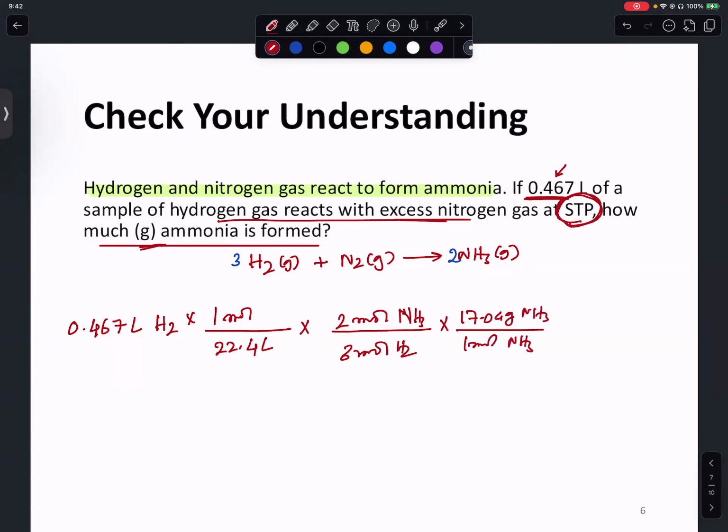Now let's look at the sig figs. 3 sig figs, 3 sig figs, and then 4 sig figs. So the answer here should be 3 sig figs. The result is 0.236835714 grams of ammonia, and it's going to be rounded to 0.237 grams of ammonia. It's really simple. The only thing is, do not use this conversion right here if it's not STP. It must mention in the question that it's STP.